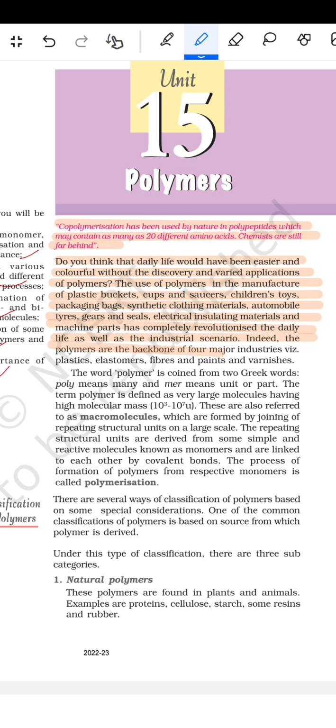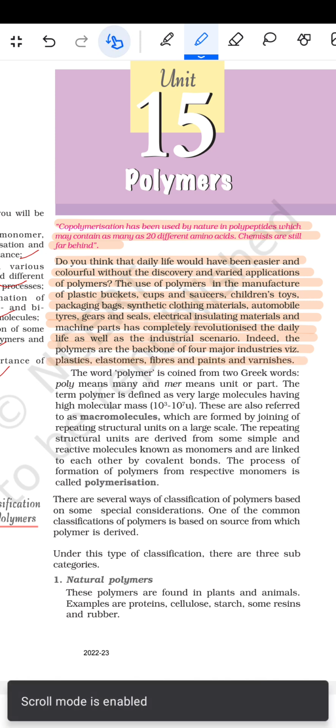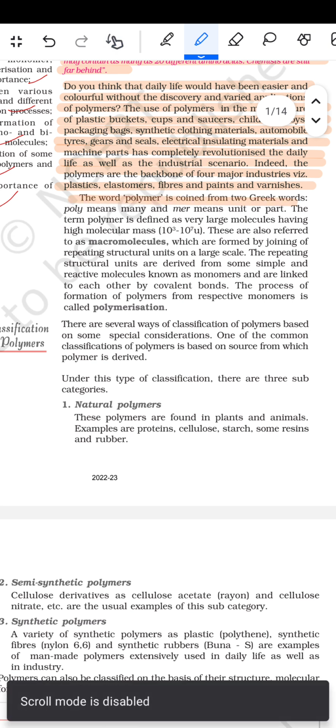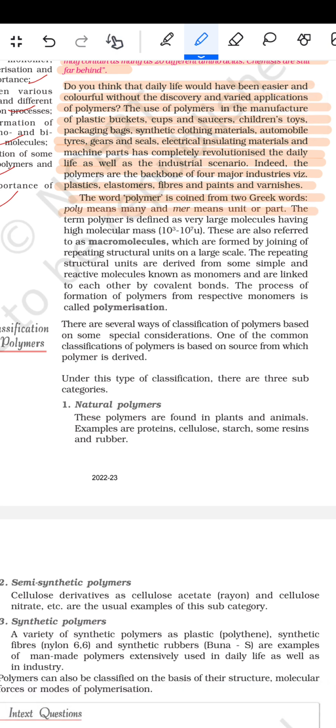Indeed, polymers are the backbone of the four major industries, namely plastics, elastomers, fibers, and paints and varnishes. The word polymer is coined from two Greek words, poly meaning many and mer meaning unit or part. The term polymer is defined as a very large molecule having higher molecular mass, 10 to the power 3 to 10 to the power 7 u. These are also referred to as macromolecules, which are formed by the joining of repeating structural units on a large scale. The repeating structural units are derived from some simple and reactive molecules known as monomers and are linked to each other by covalent bonds. The process of formation of polymers from the respective monomers is called polymerization.